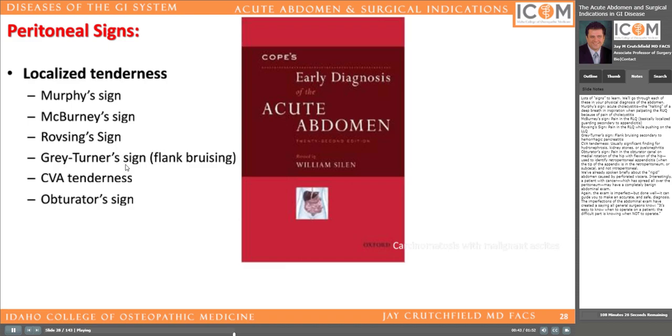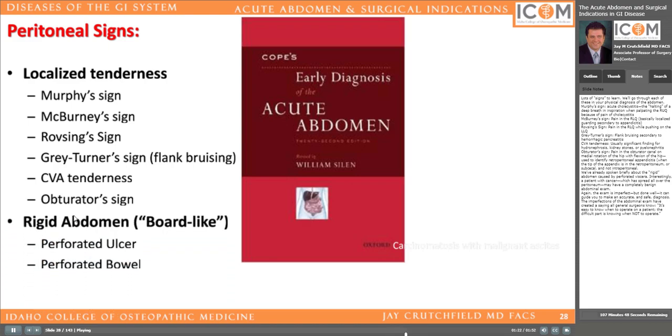A Grey Turner sign is bruising of the flank secondary to hemorrhagic pancreatitis or other retroperitoneal bleeding. CVA tenderness is usually a significant finding in hydronephrosis, pyelonephritis, and sometimes kidney stones. An obturator sign is pain in the obturator canal on medial rotation and flexion of the hip, used to identify a retroperitoneal appendicitis, when the tip of the appendix is in a subcecal or even a retroperitoneal location and not intraperitoneal. And we've already spoken briefly about the rigid abdomen caused by perforated viscera.